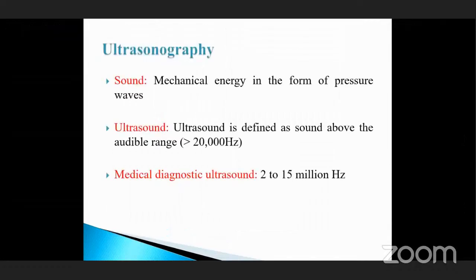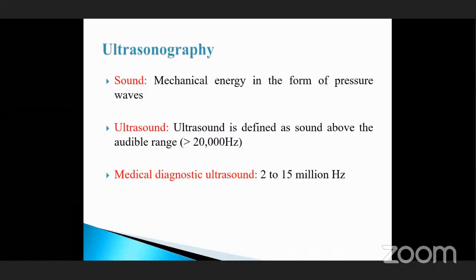Now, next we come to ultrasonography. As we all know, sound is mechanical energy in the form of pressure waves, and it needs a medium to transfer. Now, ultrasound is sound waves above the audible range of human beings. Normally, we human beings can hear sound waves of frequency ranging from 20 to 20,000 hertz, and the frequency more than 20,000 hertz we cannot hear, which is known as ultrasound, and it is used in medical imaging.